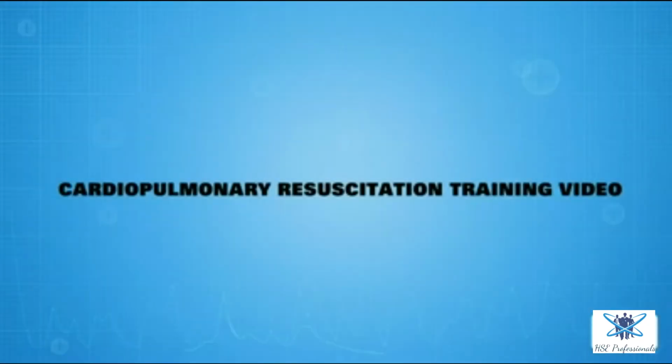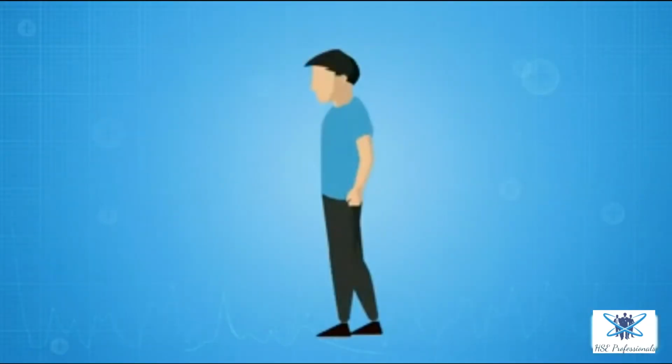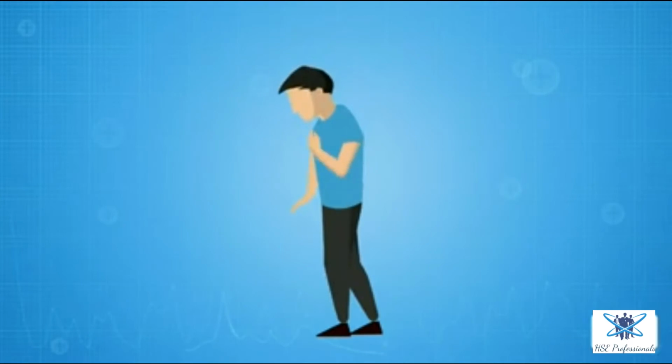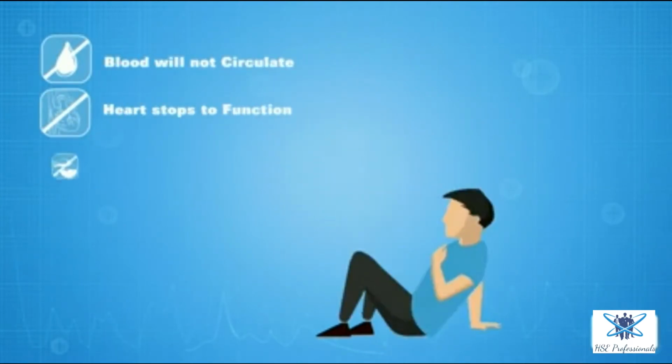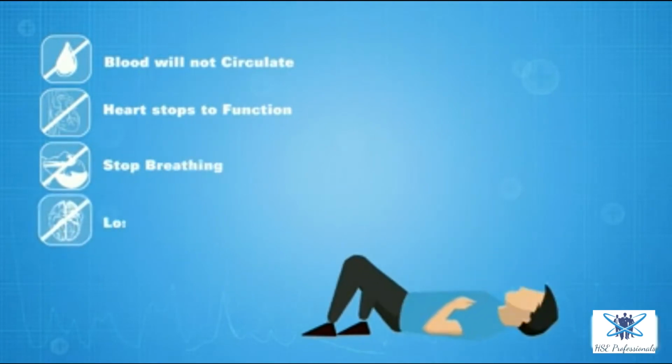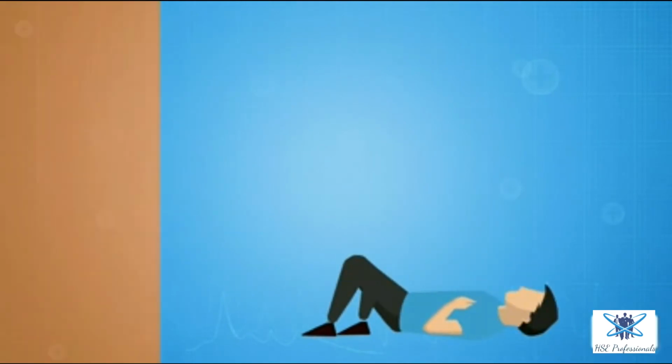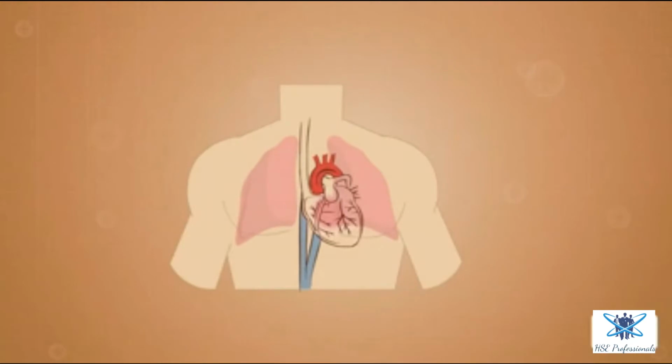Cardiopulmonary Resuscitation Training Video. When a person suffers cardiac arrest, the blood will not circulate and the heart stops to function. They stop breathing and lose consciousness. Without oxygen being passed from the lungs to the bloodstream and then pumped around the body by the heart, the person will suffer irreparable brain and other vital organ damage and will die within minutes.